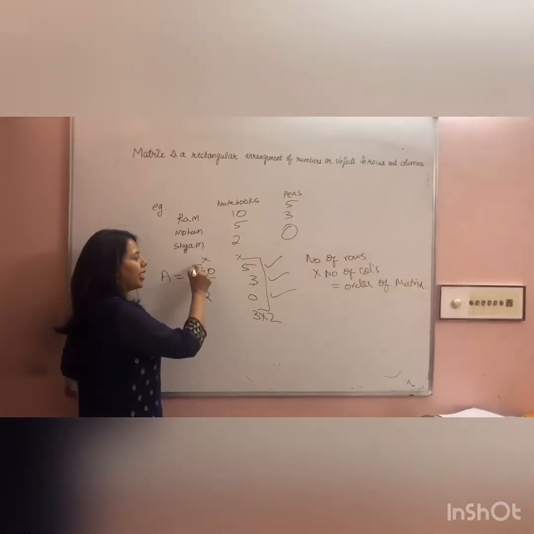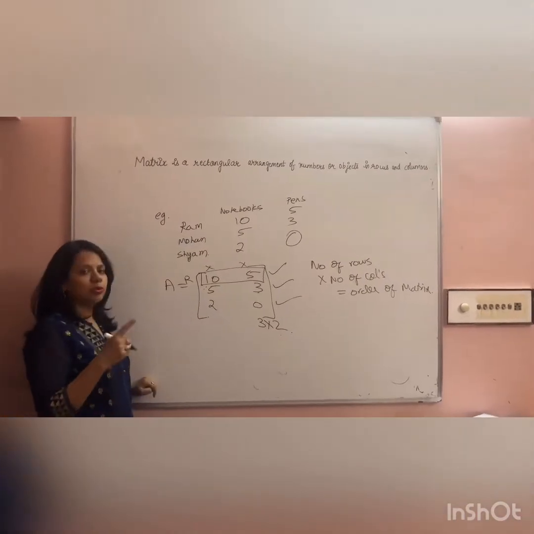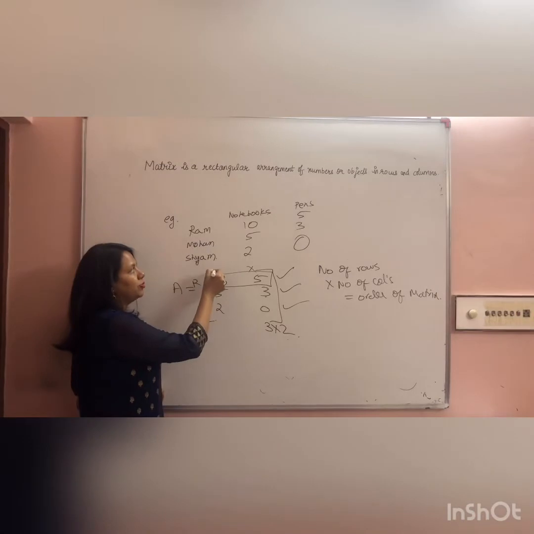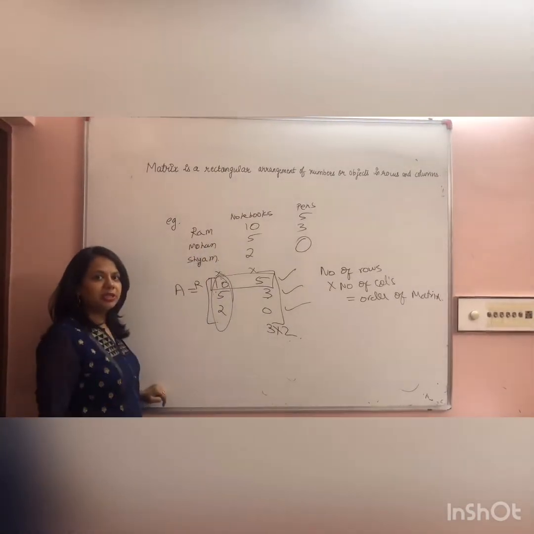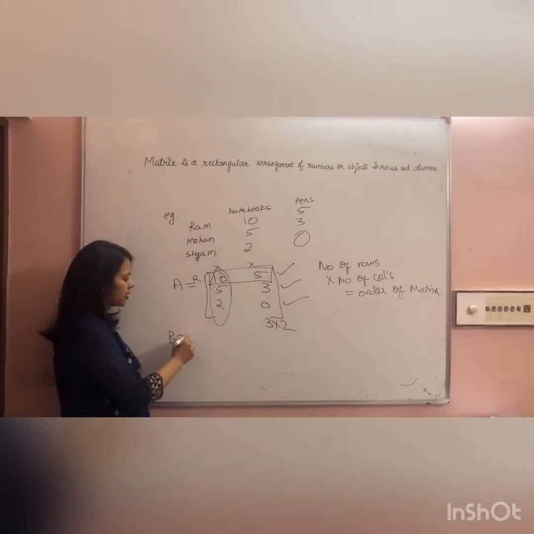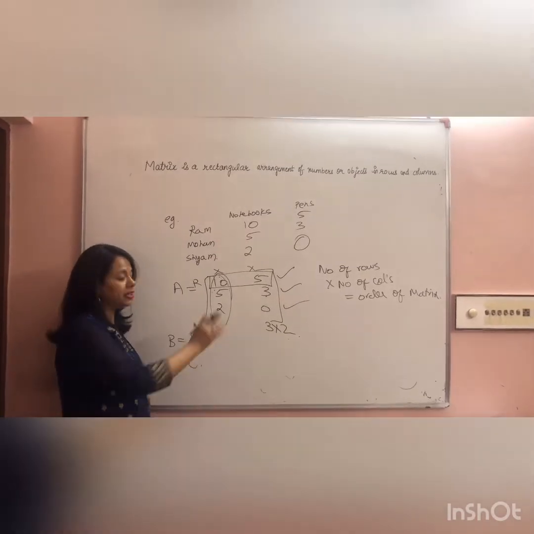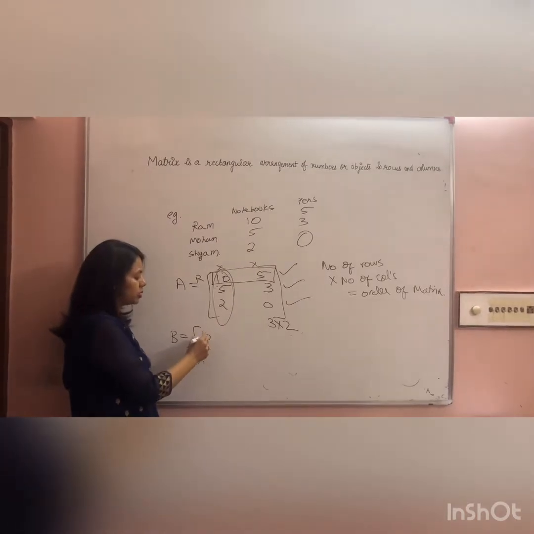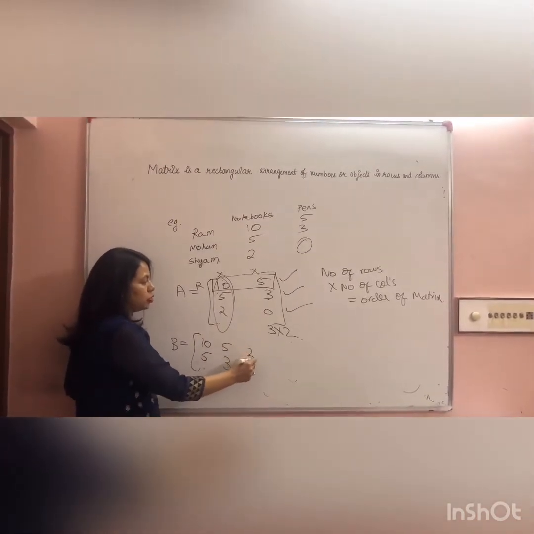Now here if I add up the first row, I would get the total number of notebooks and pens that Ram has together. If I add up the first column, I would get the total notebooks that Ram, Mohan and Shyam have. Now if I want to represent the same information in another form, how do I do it? I can invert it. I can interchange the rows and the columns. That means the first row becomes the first column. So 10, 5, 5, 3 and 2, 0.